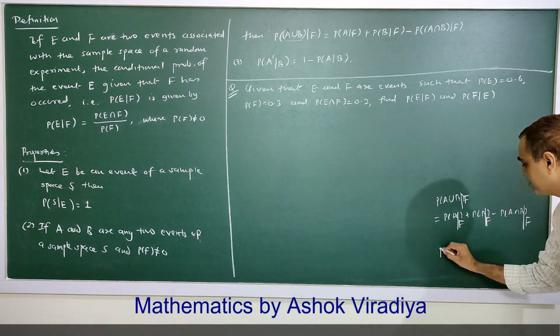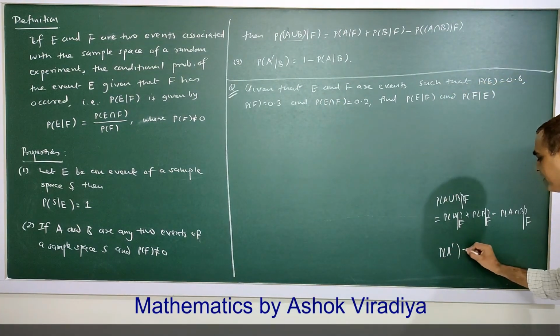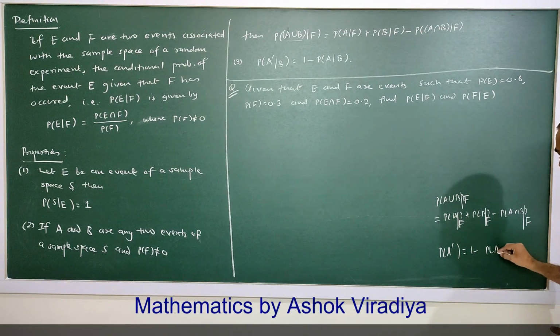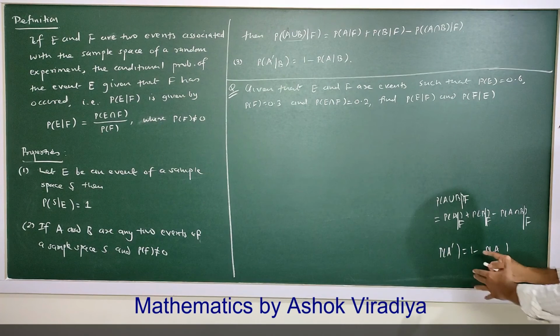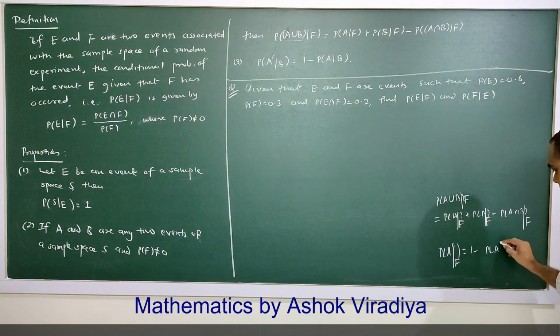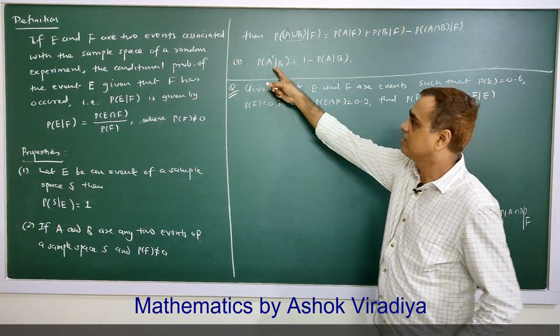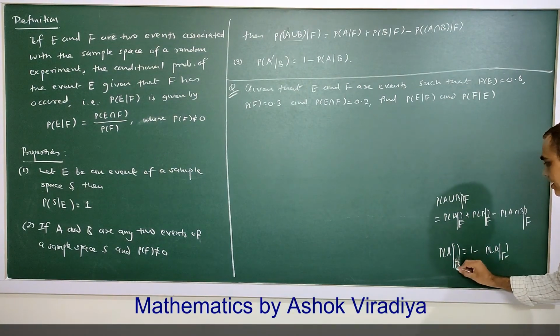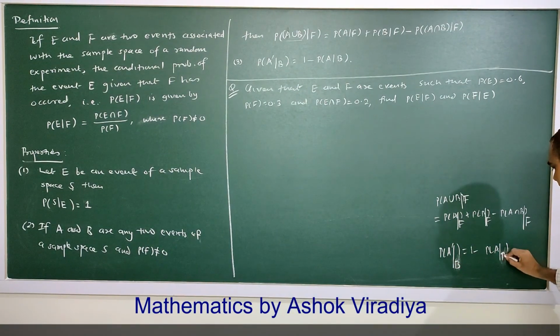Then we had one more result, the probability of the complement of an event, the complementary event: 1 minus the probability of A. This was in class 11. Now I insert the condition given F, so it becomes this. Or if you keep the condition B, given B, it is the same.